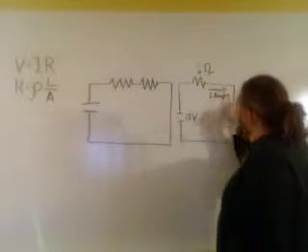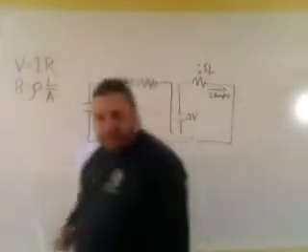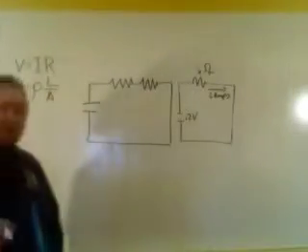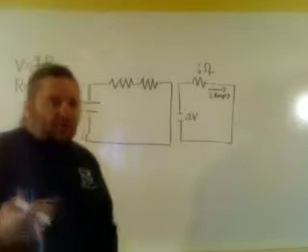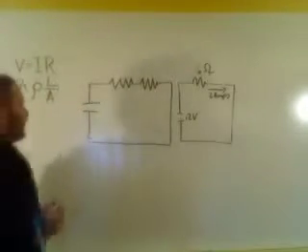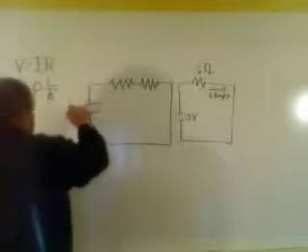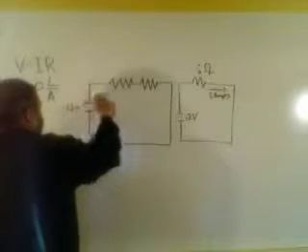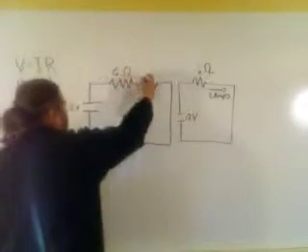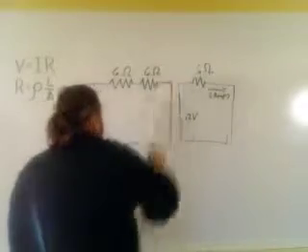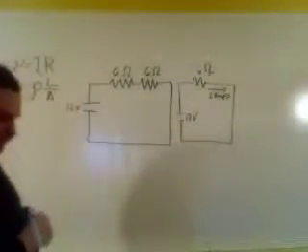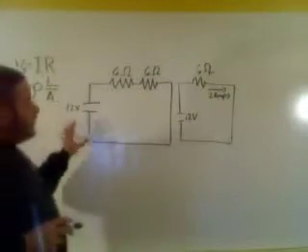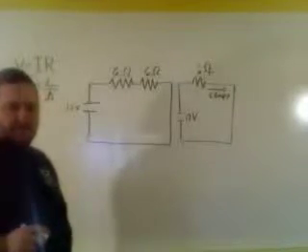Okay? What about this? What about that? What do I do here? Well, I've got a problem. Let's say my numbers are exactly the same: 12 volts, 6 ohms, 6 ohms. So how much current is flowing through that circuit?